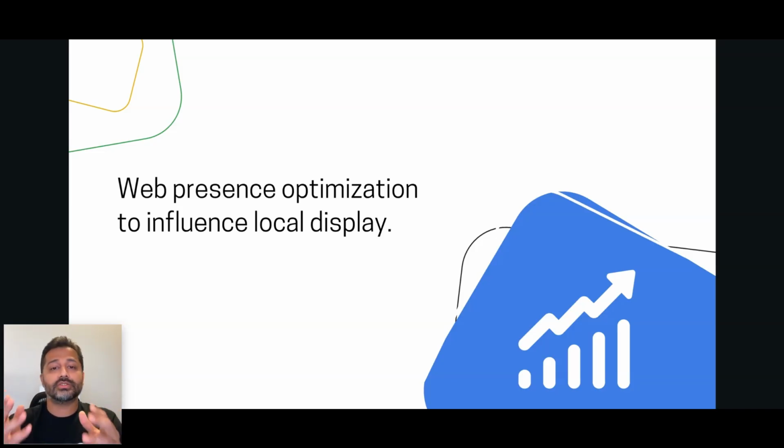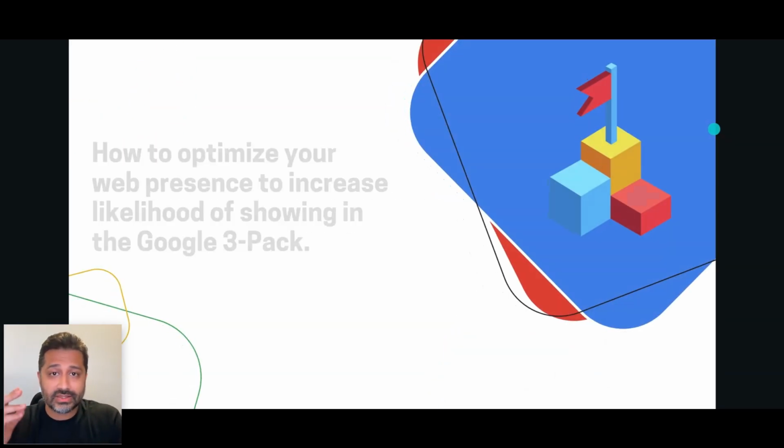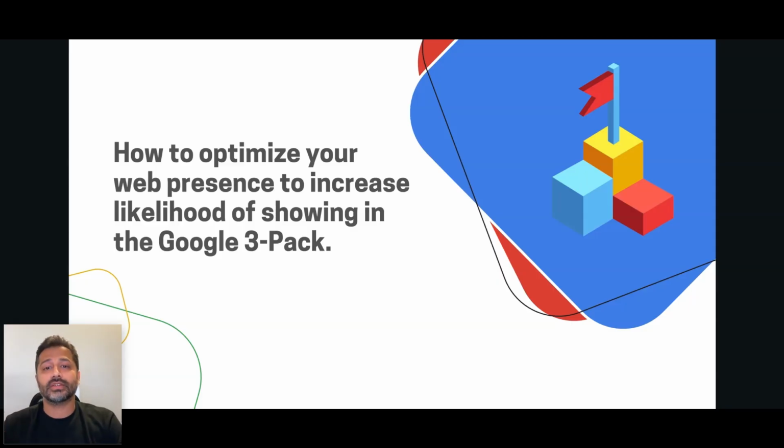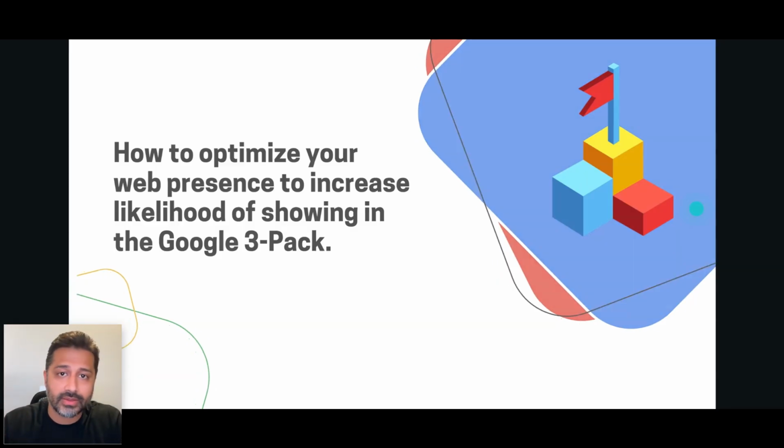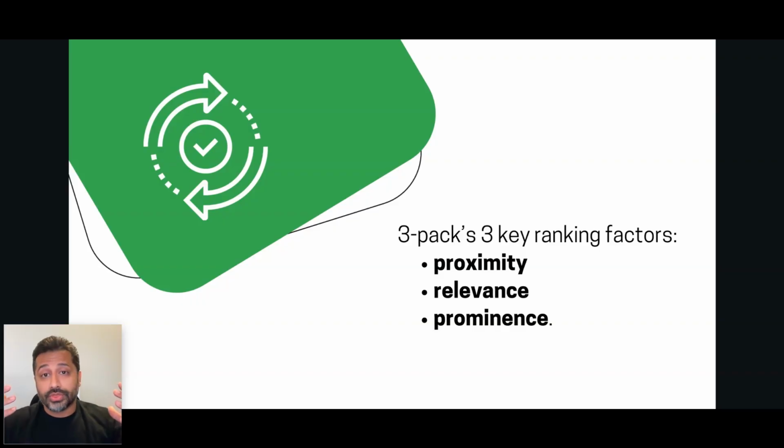This optimization is called local SEO, local search engine optimization. And as a method for patient attraction, local SEO can be an extremely fast, powerful, low-cost way to drive an unlimited number of new patient leads to your practice. So let's dive into some local SEO tactics to get you ranking on the Google 3-pack. Remember, the 3 keys to displaying in the 3-pack are proximity to the searcher, relevance to the search, and prominence of your practice's online presence.